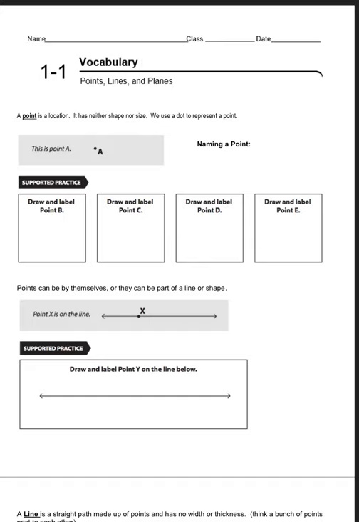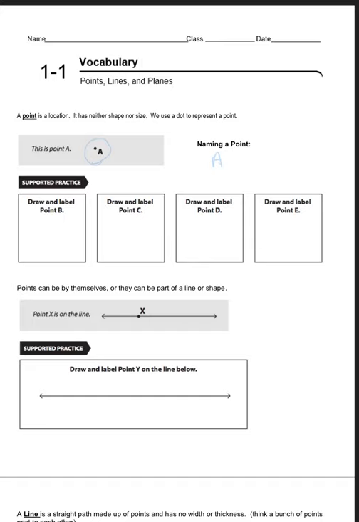And then it gives you a picture. This is a point, it has a little dot, it has your letter A, and we're going to name that. Well, it's pretty basic. This is point A. So you might say point A, you might say A. This one's pretty easygoing.